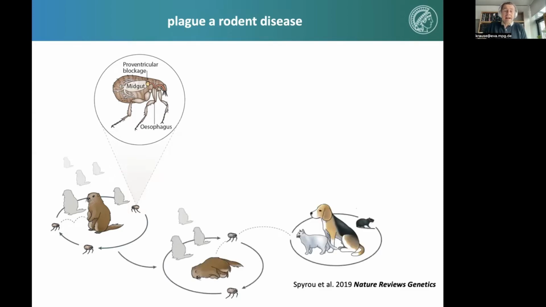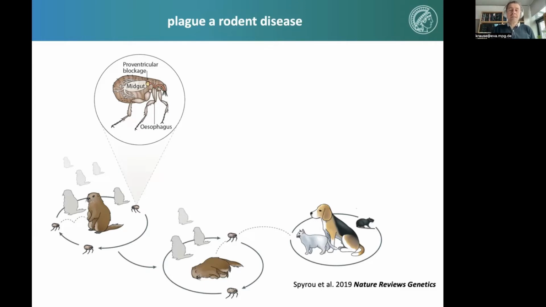So then rodents die. The fleas might jump to animals that are in close proximity to humans, like domestic animals, especially also rats and mice that are supposed to be the main reservoir population, where it then jumps into the humans.